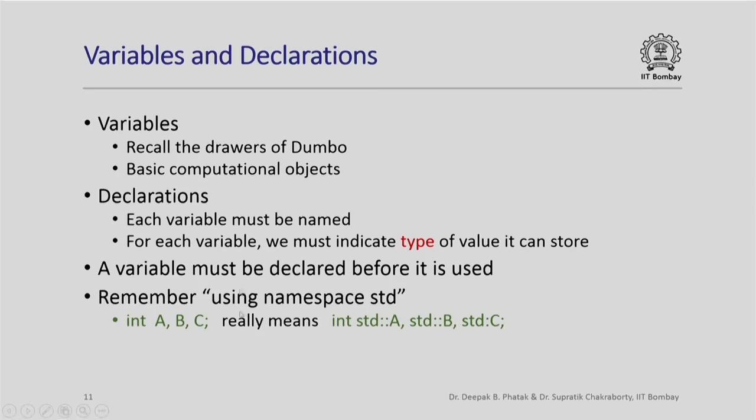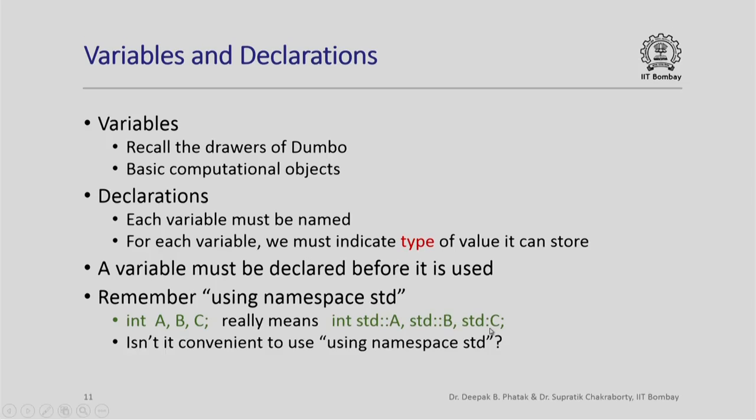Now remember, we were using this compiler directive using namespace std. So when we say A, B, C are 3 integer variables, what it really means is the variable A in the namespace std is an integer variable. Similarly, the variable B in the namespace std is an integer variable, and similarly for C. And now you can really see that it is really convenient to use a compiler directive like using namespace std, otherwise we will have to prefix this std: every time.